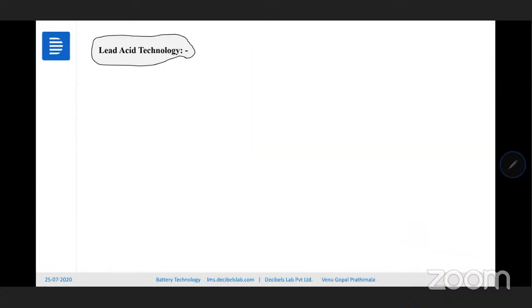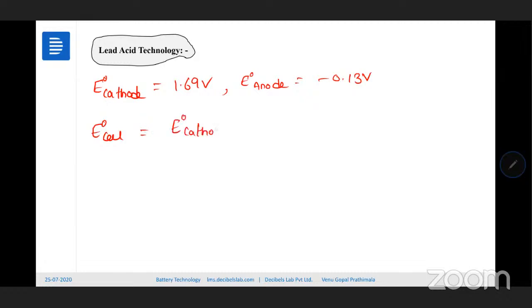Now the E naught cathode value. As I told you, there is a reference table for this. From that table, E naught cathode, which is for lead oxide, is 1.69 volts, and the E naught anode value is minus 0.13 volts. If we know E naught cathode and E naught anode, we can directly calculate the cell voltage, which is E naught cathode minus E naught anode. So here it is 1.69 minus of minus 0.13. So it will give you.